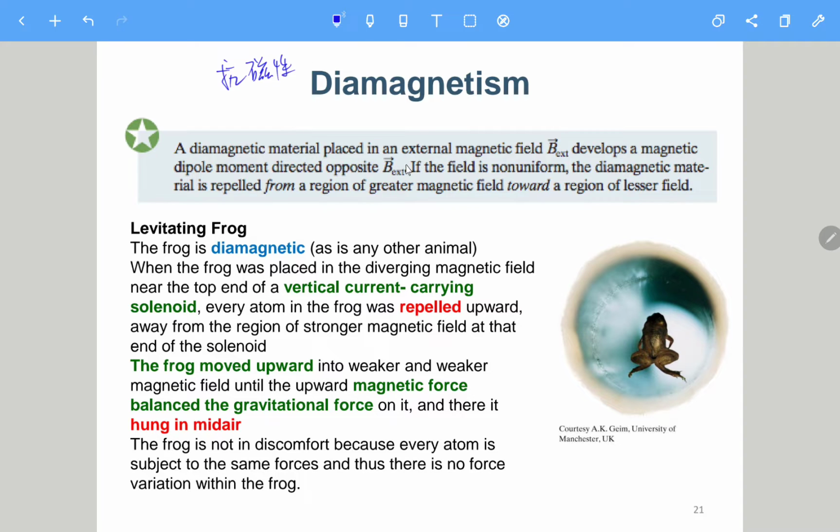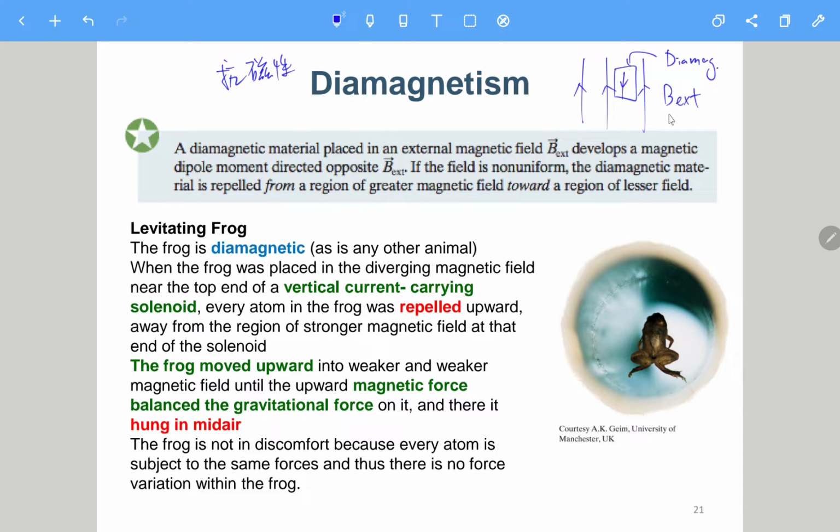Actually it means that if you have something like the external B field, and then you place a material which is a diamagnetic material, just say this one, then in that case it will generate some dipole moment which has the opposite direction as the B external.